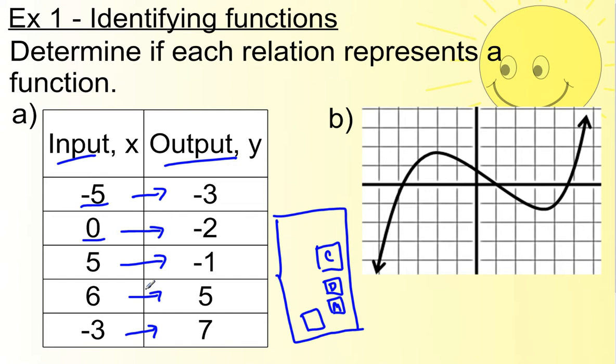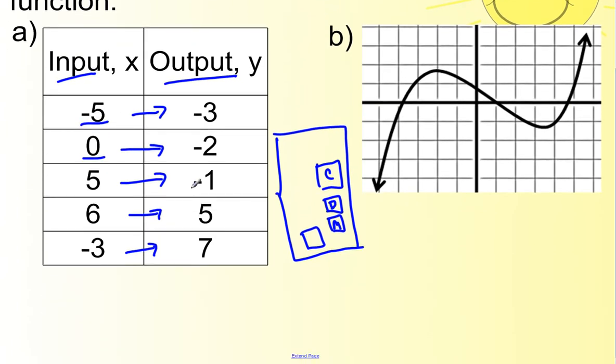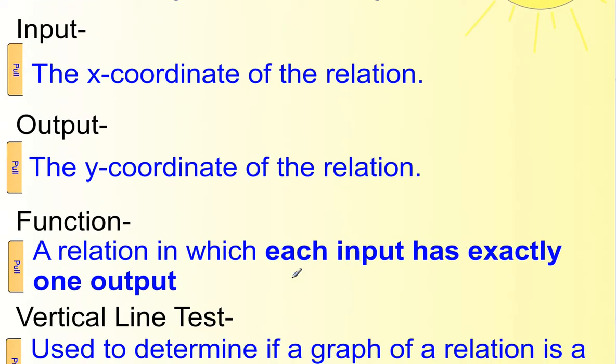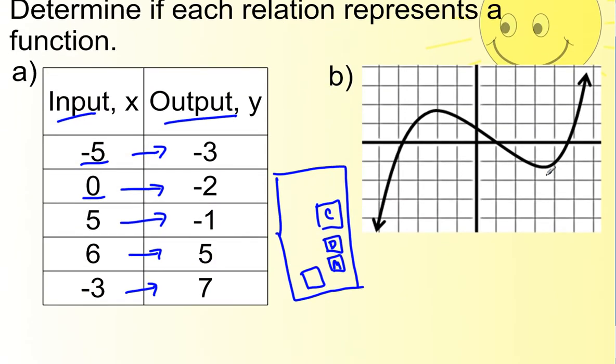-3 gives you 7. This is a function because, and this was something we had in our definition of a function, each input has exactly one output. So the number -5 only had one output. It didn't go to like a -5 comma 4. If you throw this bottom line on here, it would make this not a function, because now -5 goes to -3 and -5 goes to 4.